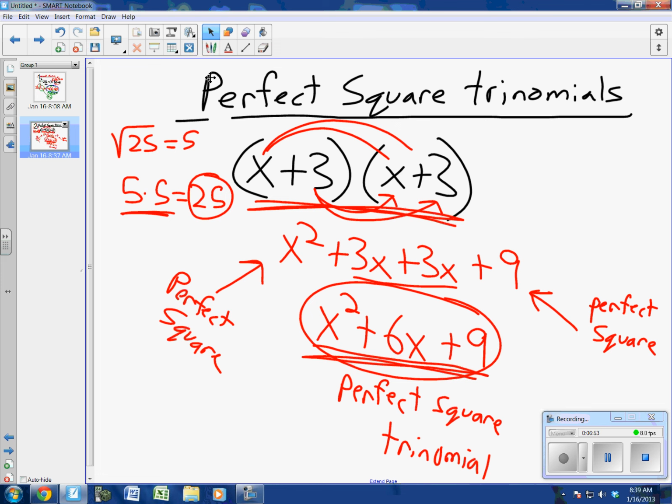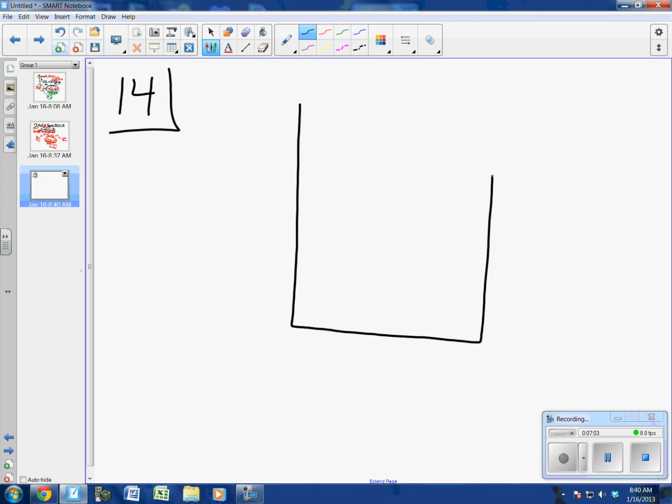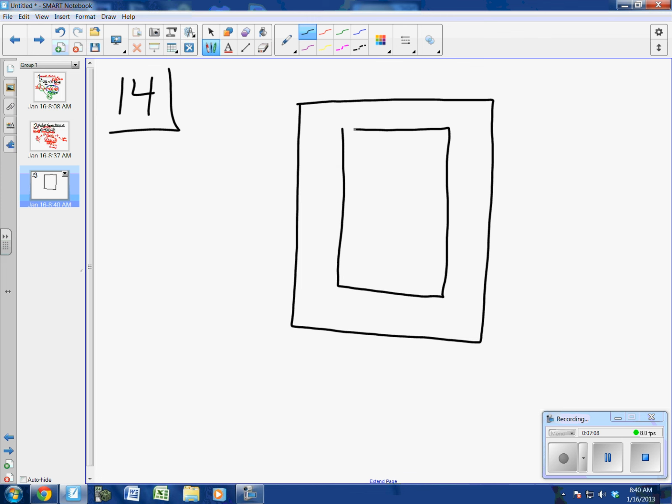Kai, on the assignment. Which one? What does it ask? Picture frame 1? Okay, number 14. Picture frame. Okay. What are the dimensions of the picture? 4 by 6. What is the dimension of the frame? What's the width of the frame?